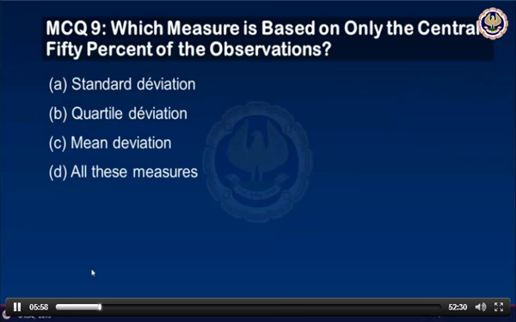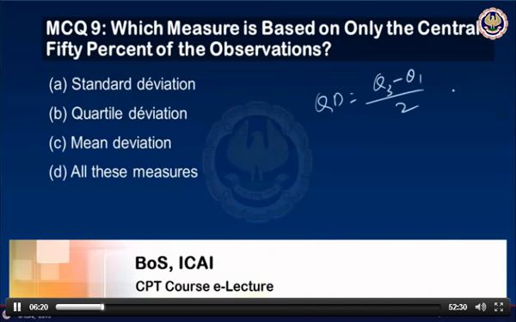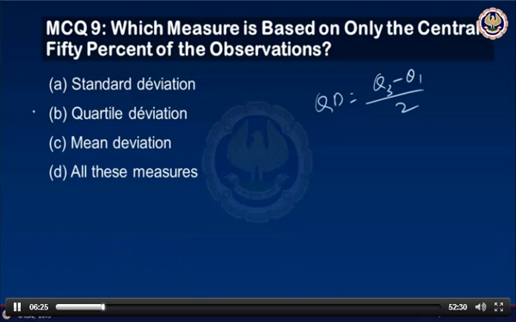MCQ 9. Which measure is based on only the central 50% of the observations? A. Standard deviation, B. Quartile deviation, C. Mean deviation, D. All the observations. The quartile deviation is Q3 minus Q1 divided by 2, so it is based on 50% of the items. So the quartile deviation is the right option. Option B is correct.